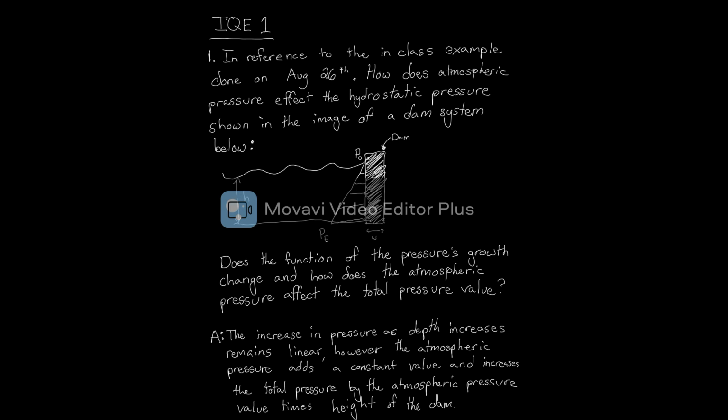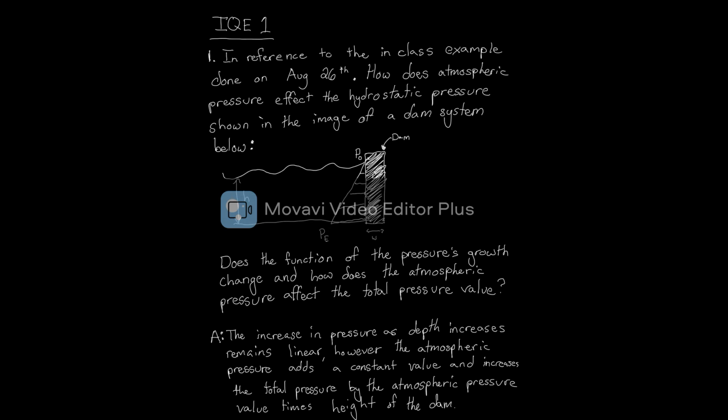For section A1, we focus on hydrostatics and buoyancy force. My first question is in reference to the in-class example done on August 26th with a dam setup. How does atmospheric pressure affect the hydrostatic pressure shown in the image of a dam system below? Does the function of the pressure's growth change, and how does the atmospheric pressure affect the total pressure volume?